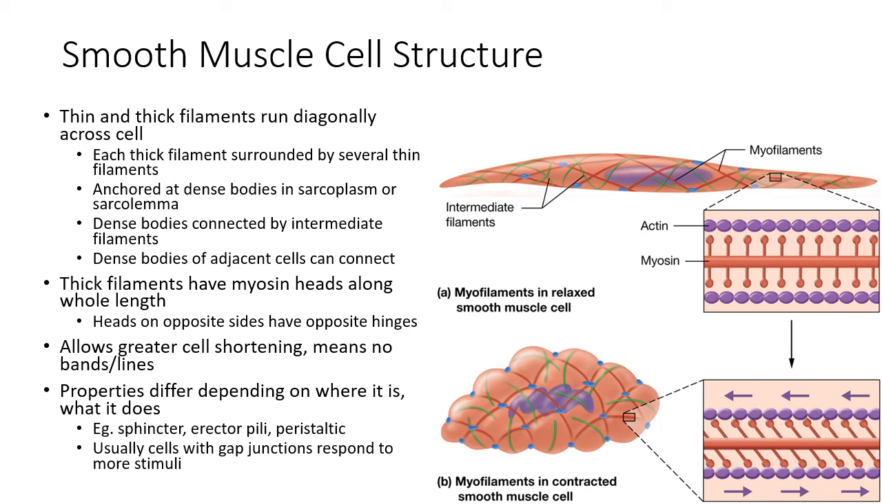Some of these smooth muscle cells have gap junctions and some of them do not. Some of them respond to lots of different stimuli. Some of them only respond to neurotransmitters. In general, smooth muscle cells that have the gap junctions are more likely to respond to multiple stimuli than the other ones.